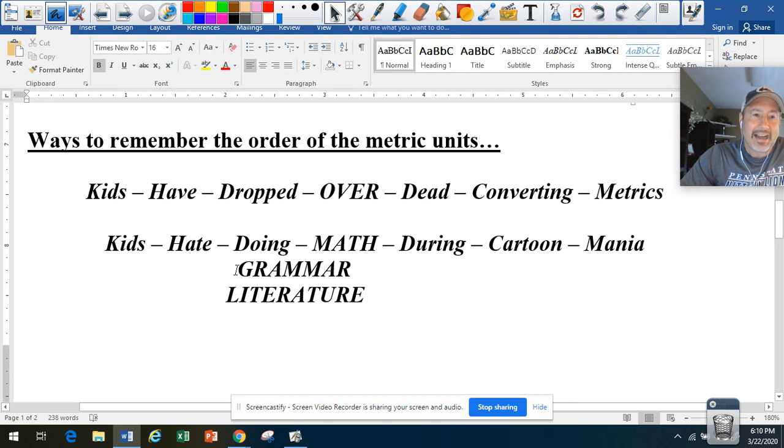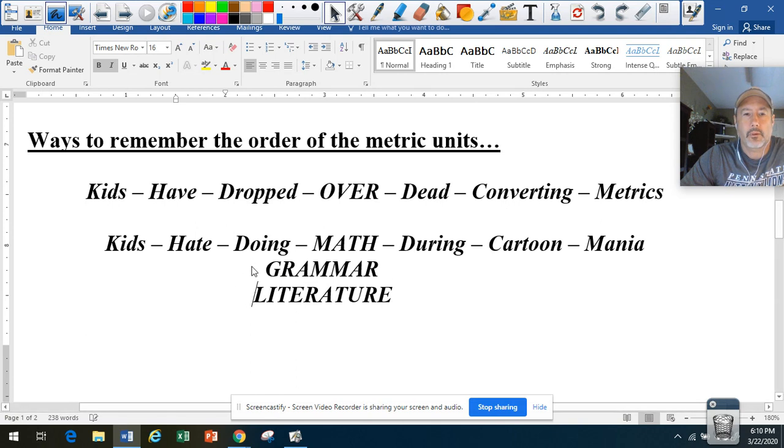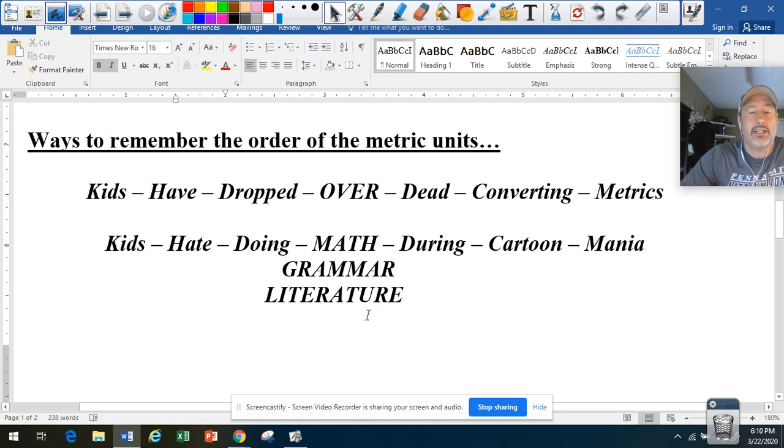Now, one thing that I like to use with the kids, let me move this over here a little bit, so that's right under our math. One that the kids really like here: kids hate doing math, grammar, literature during Cartoon Mania. Why kids like this is because this here is our original measurements. We still have our kilo, our hecta, our deca. Math we represent as our meters. Grammar is our grams, as you see the word gram is in here, and literature is for our liters. So it pretty much looks like our liters here during Cartoon Mania.